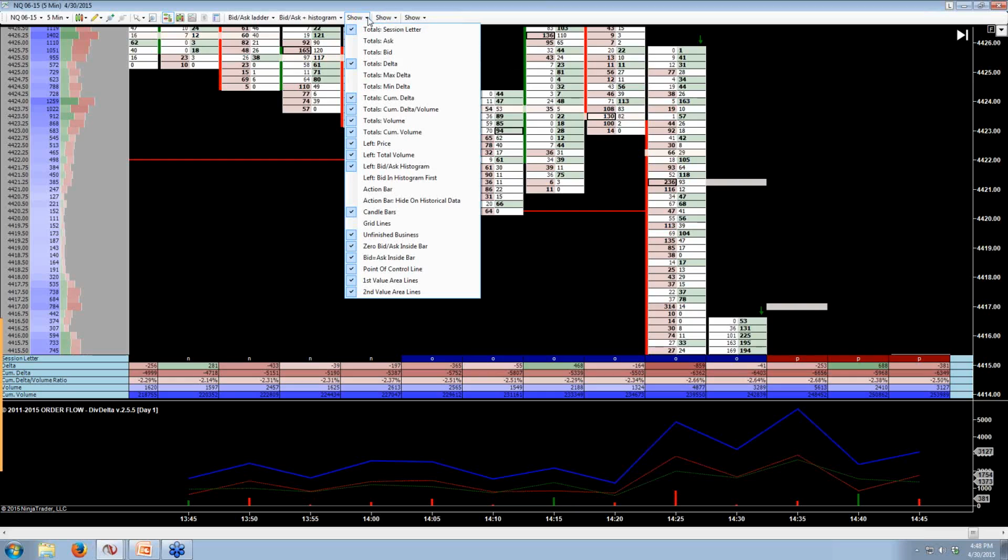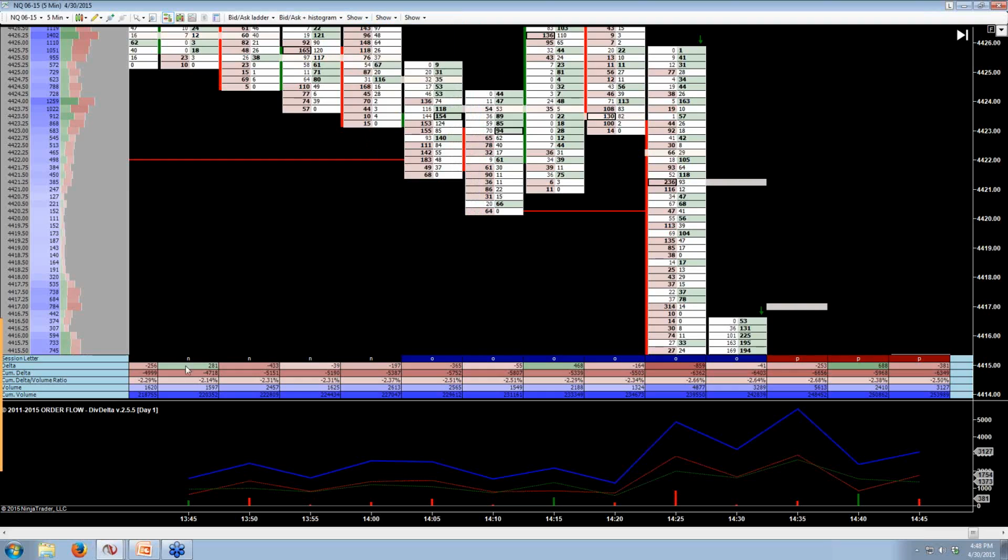So here are all the options here. Down here I can put the bid and the ask. I can put maximum delta, minimum delta, just by a click of a button. This is how I like to have it laid out. I like to have the delta on the number 1 line here.